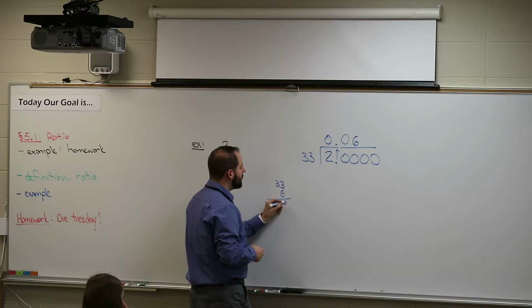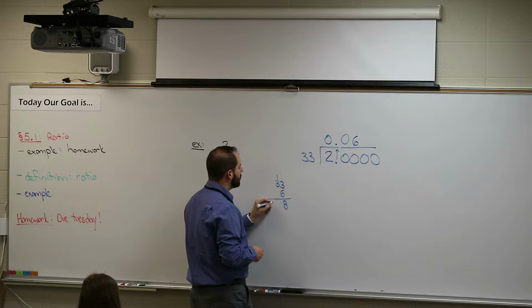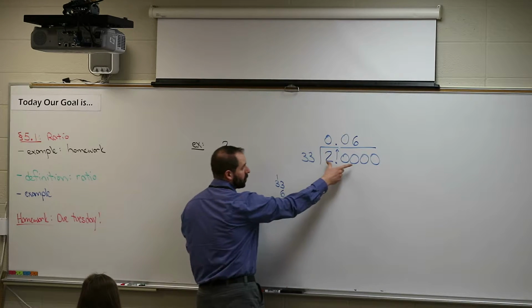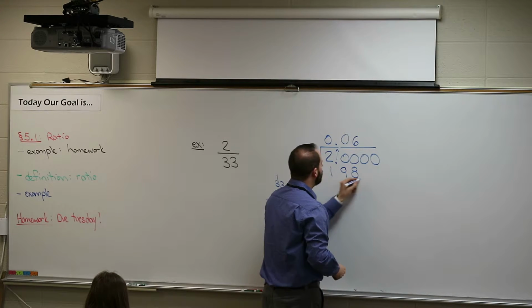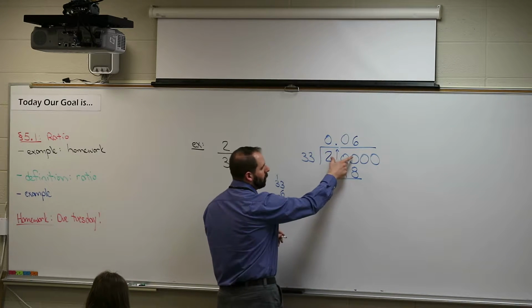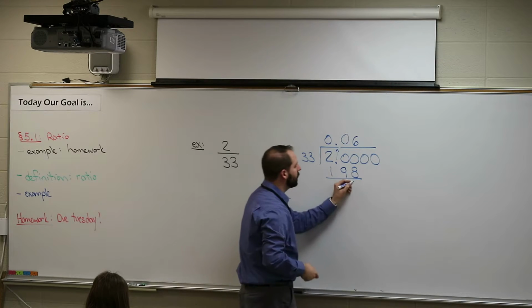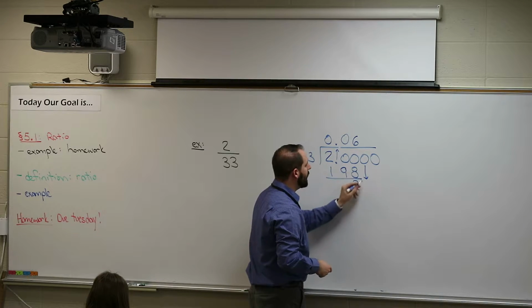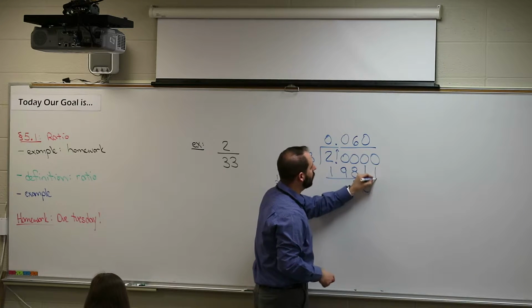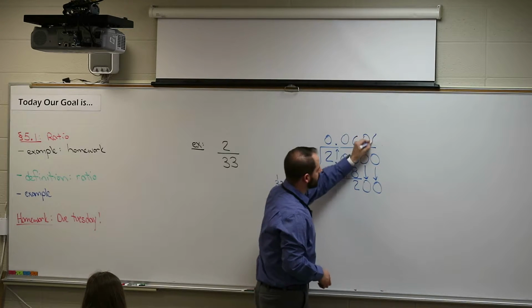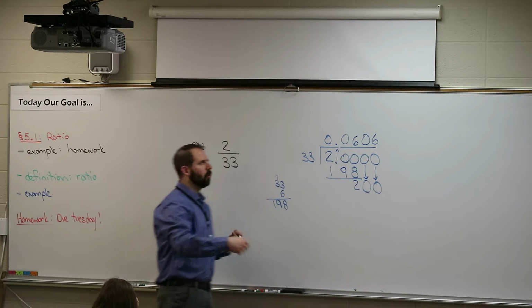6 times 3 is 18, carry the 1. 6 times 3 is 18 plus 1 is 19, so it's 198. So that is about as close to 200 as I can get. It's 198. And then it repeats. Because now when we subtract 200 minus 198, you're gonna get 2. You bring down the next number, and 33 can't go into that, but it can go into 200 6 times. And we'll start this whole process of repeating.